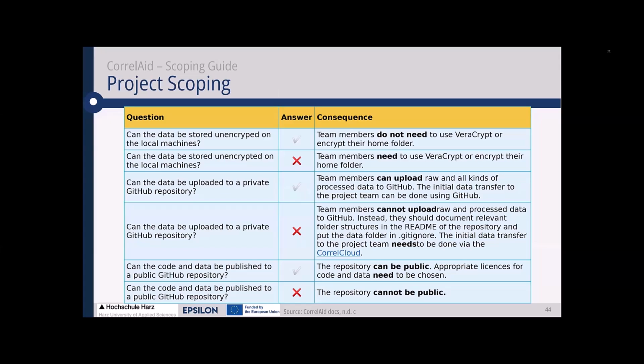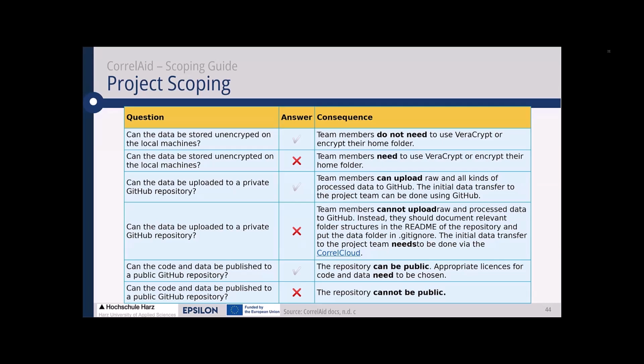So, here is an example of a table that you could apply or should apply when it comes to the data project scoping. And these are the questions you should go through with your nonprofit organization and also internally. So the question that you should ask is, can the data be stored unencrypted on the local machines? If not allowed, then your team members need an encryption.